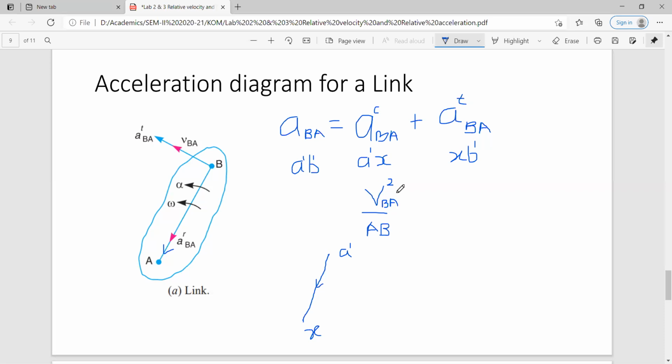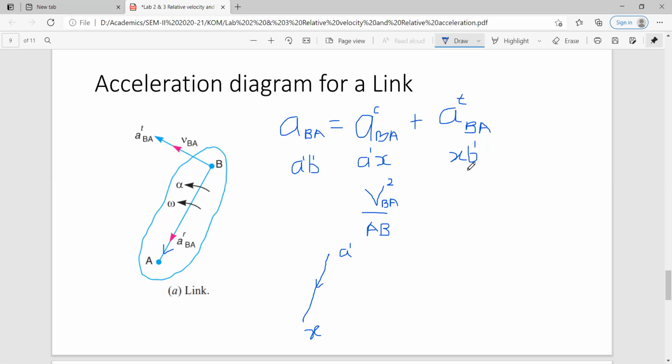Then after this I will draw the tangential component. Where does the tangential component start? From point x. It is starting from point x, which means I have to start from here. This is the point x, and I will draw this vector x b dash. First I will find the magnitude of this vector. For the magnitude I know the formula: tangential component is equal to r into alpha, radius into angular acceleration.